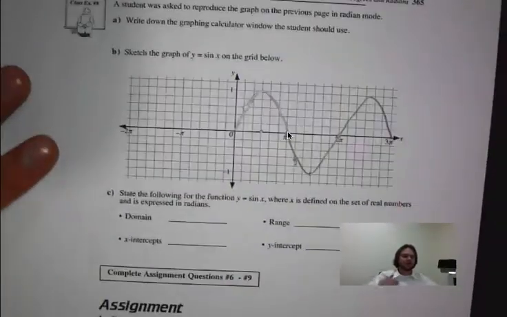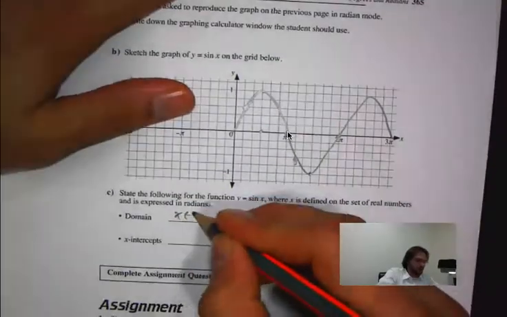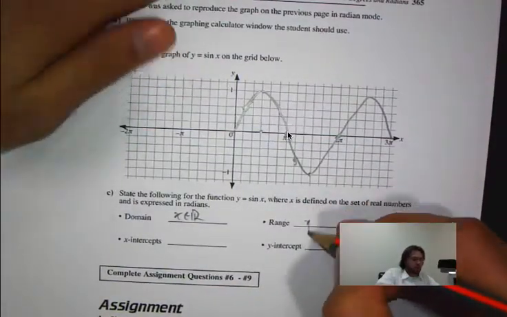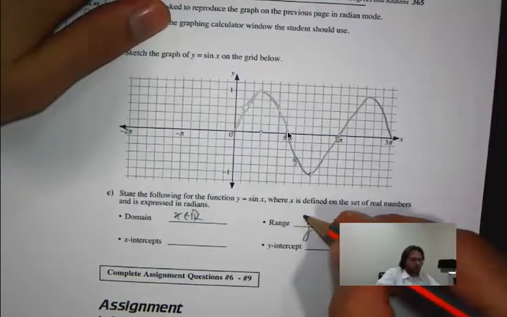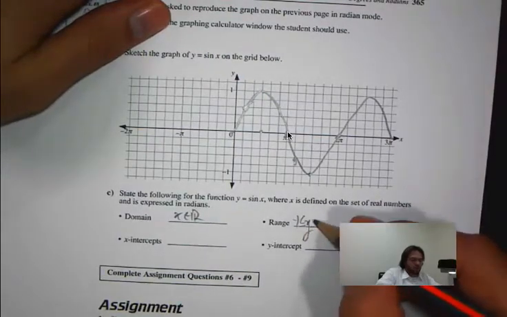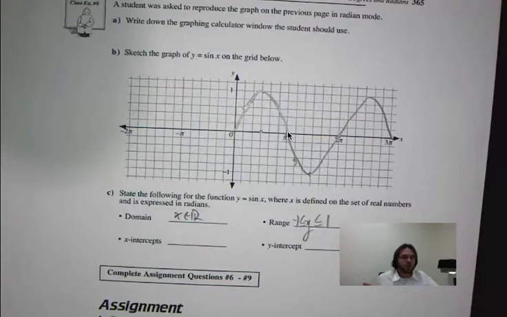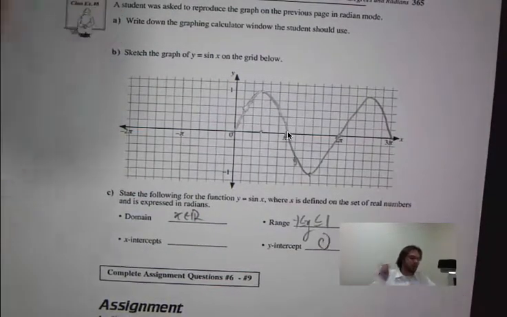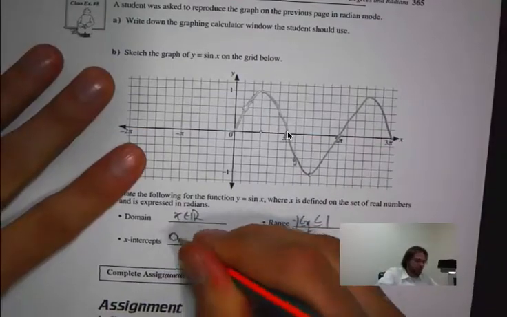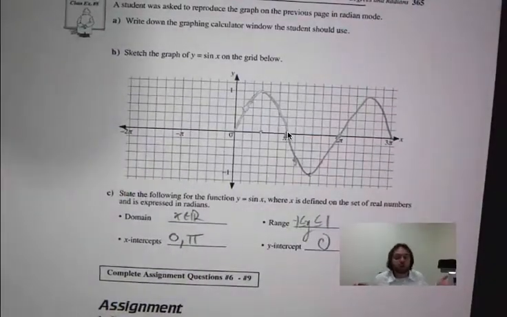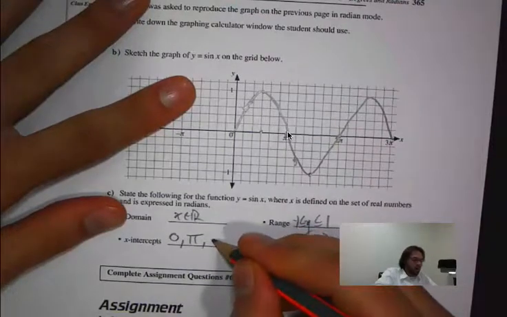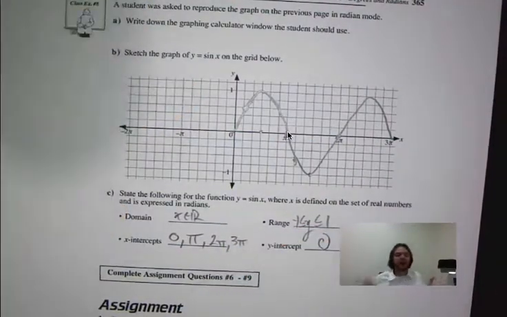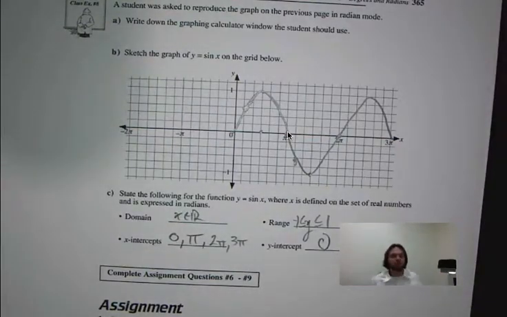What is the domain? Well, x is an element of all real numbers. What is my range? Well, y must be in between negative 1 and 1. So in radians, the range doesn't change, but my x-intercepts change. My y-intercept's still 0, but now my x-intercepts are 0, pi, because we are no longer in degrees. We're in pi, and we have 2 pi, and then 3 pi. So it's all of our pi's, how many full numbers of pi's.